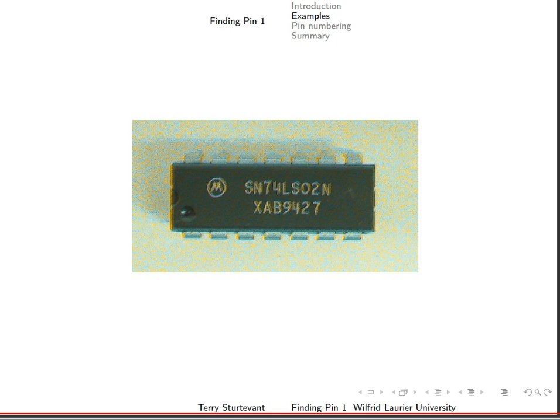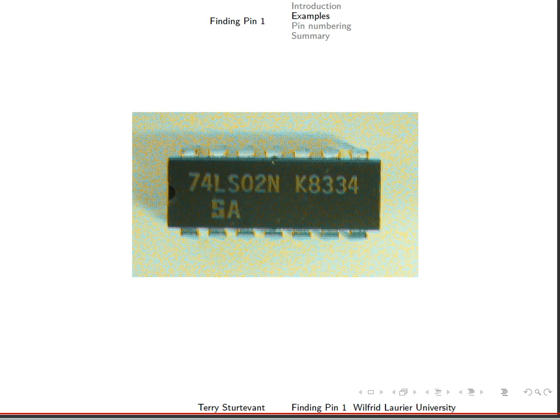So here's an IC. You'll notice over on this corner there is a notch and a dimple. Pin 1 is just below that dimple. Here's another chip. You notice this one has just a notch. And so pin 1 is below that.